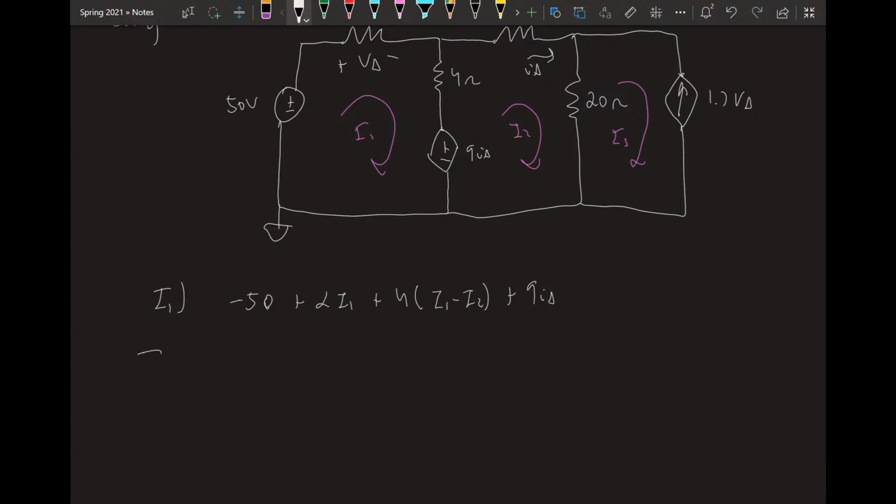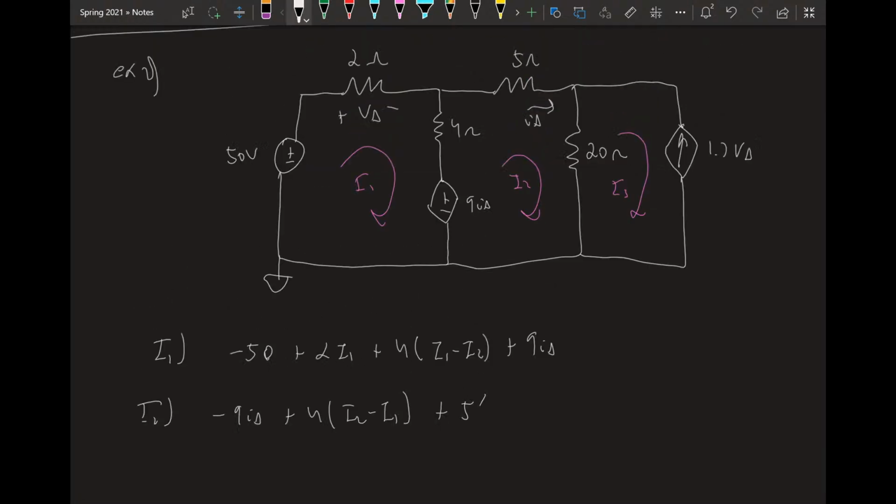Okay, let's do it for I2 now. So starting at the I delta, it's a voltage rise from the perspective of I2. It's going to be minus 9i delta. Oh, sorry. Yes, voltage rise, minus 9i delta, and then plus 4 times I2 minus I1, plus 5 times I2, and then plus 20 times I2 minus I3, right? It all equals 0. I should probably write this equals 0 as well.